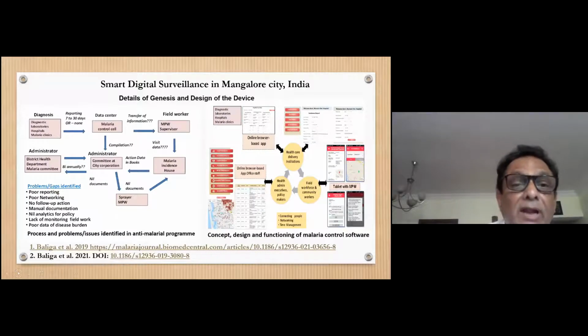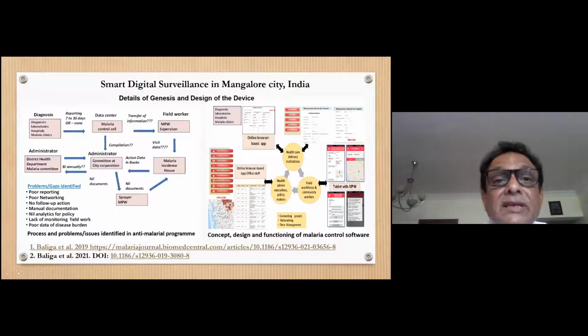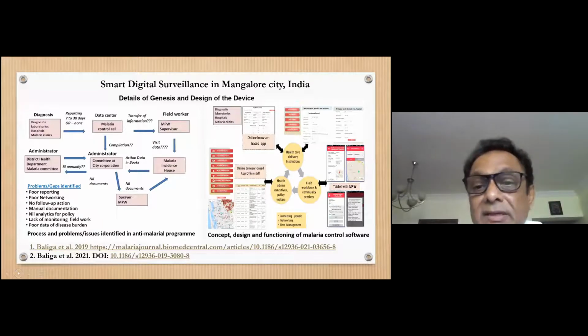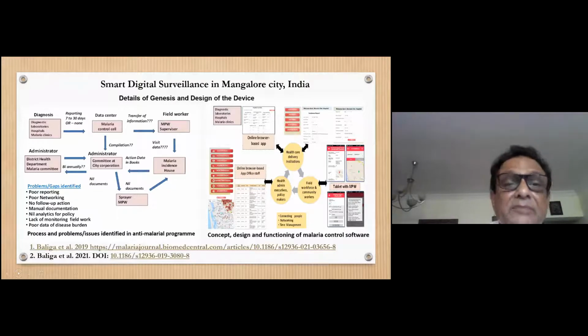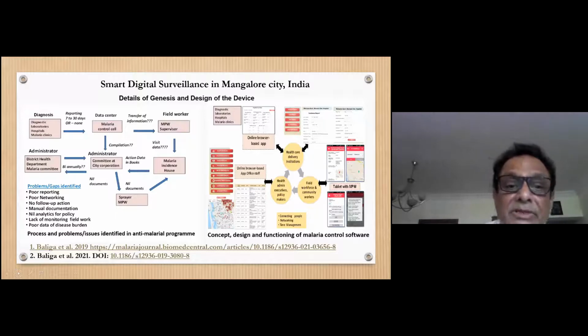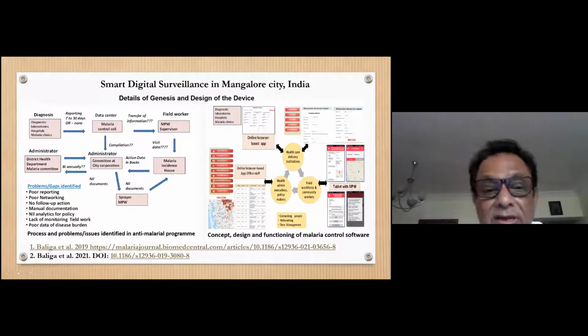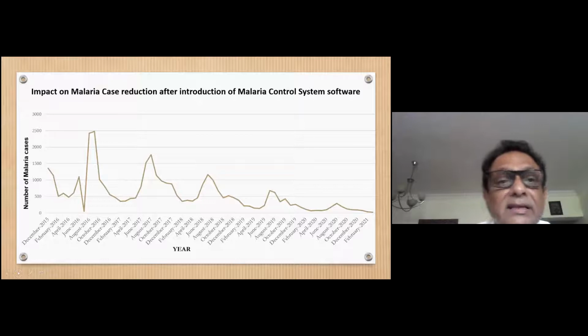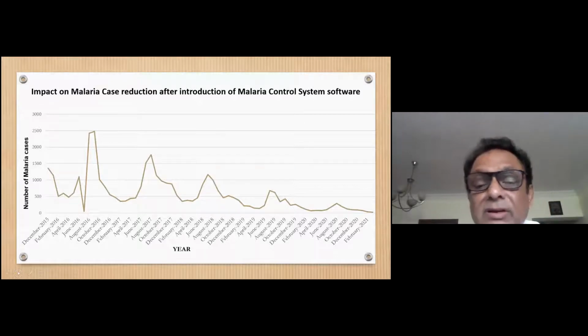Since 2015, we have been using smart digital surveillance in the city, and it is so effective. We have published two papers in Malaria Journal, and I have given the reference. They went through review, and you can see how effective this digital device is for disease surveillance and also for vector control. The alerts are given by the team, and vector control measures are taken very fast. Next slide, please. And this resulted in the number of cases going down drastically.